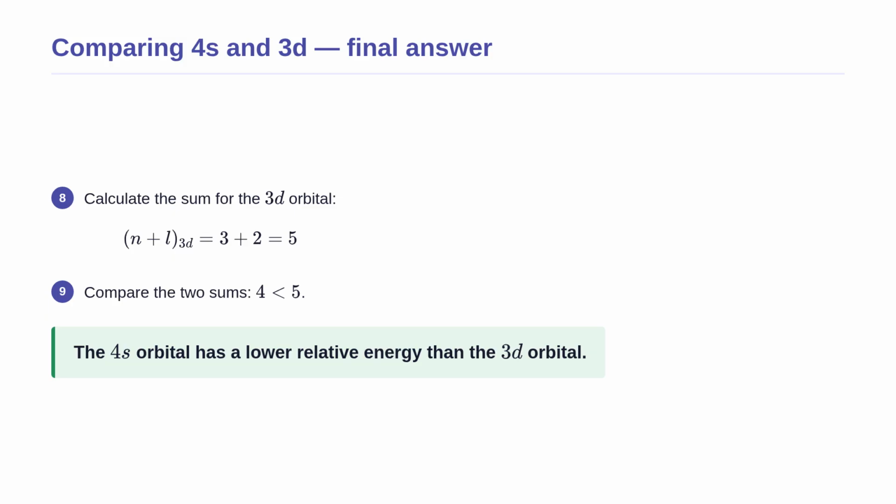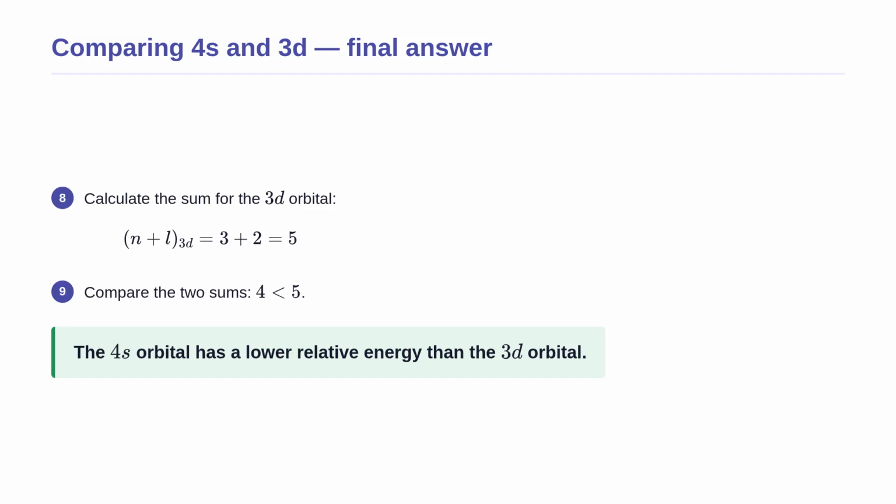Now we substitute the values for the 3d orbital into our addition formula. Adding 3 and 2 gives us a total energy index value of 5. Finally, we compare the two results. The sum for the 4s orbital is 4, while the sum for the 3d orbital is 5. Because 4 is less than 5, the 4s orbital has a lower relative energy.